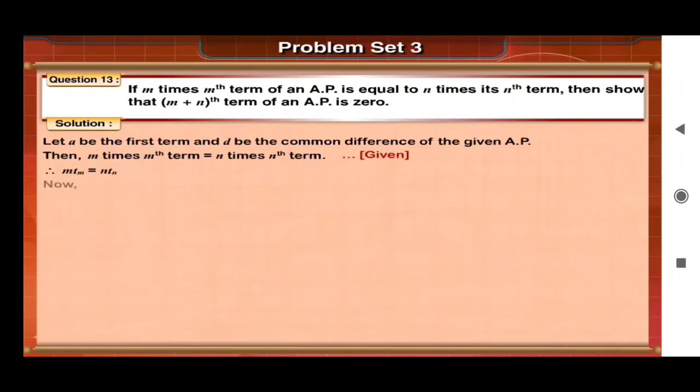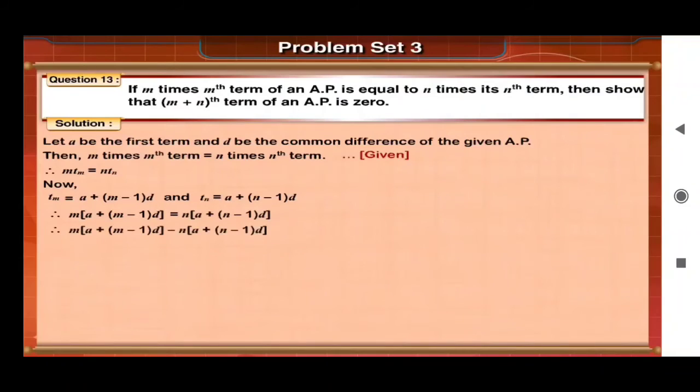Now, tm is equal to a plus m minus 1 into d, and tn is equal to a plus n minus 1 into d. Therefore, m into a plus m minus 1 into d is equal to n into a plus n minus 1 into d. Therefore, m into a plus m minus 1 into d minus n into a plus n minus 1 into d is equal to 0. Therefore, am plus m into m minus 1 into d minus na minus n into n minus 1 into d is equal to 0.